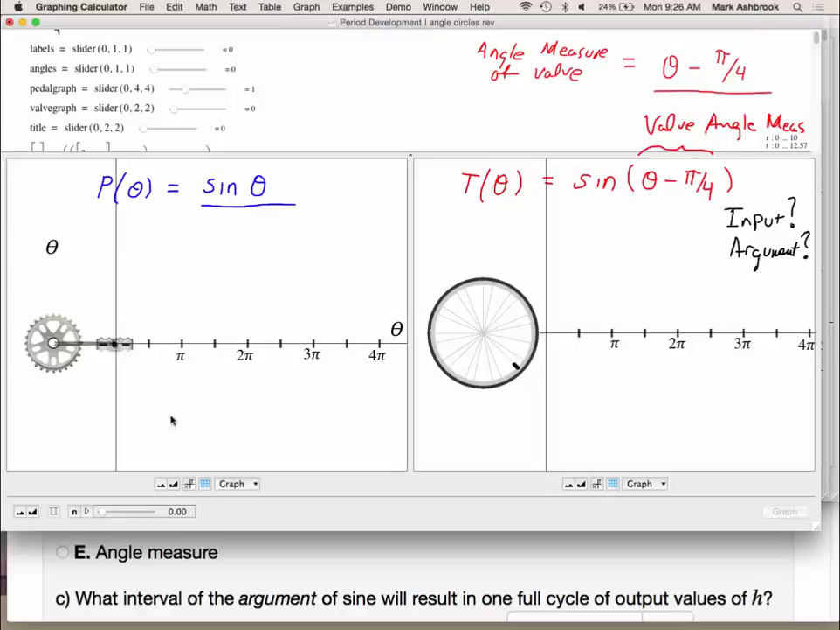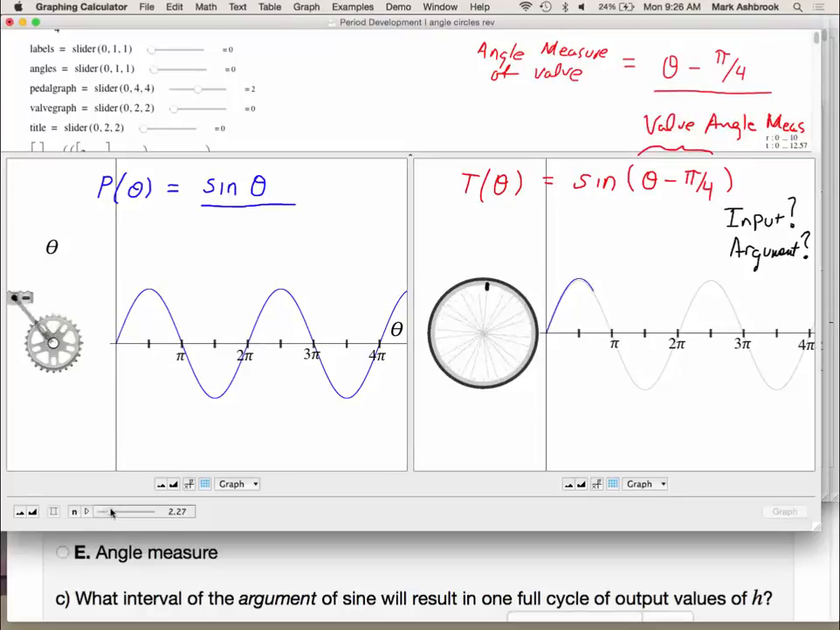Okay, so I want to put that same graph over on the right. So it's still, this is still the function p. I think. No, what am I doing wrong here? Let's try this one. There we go.